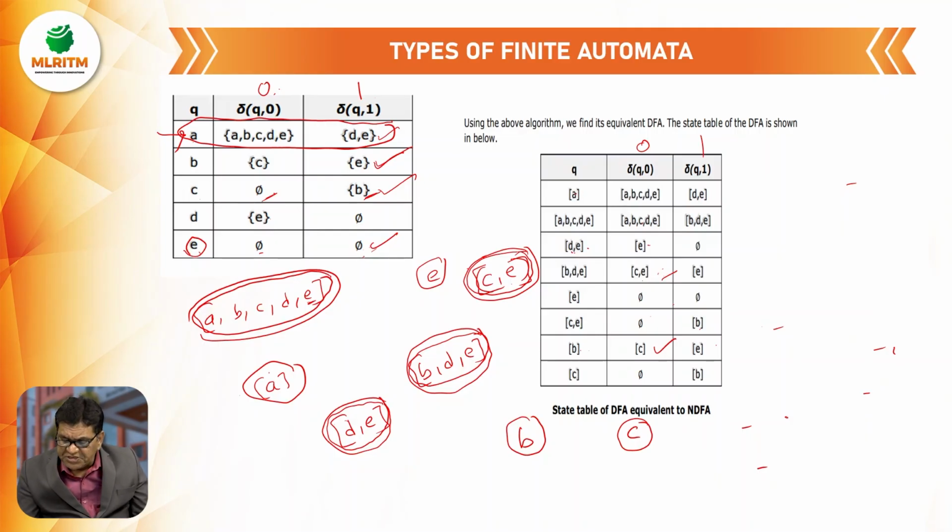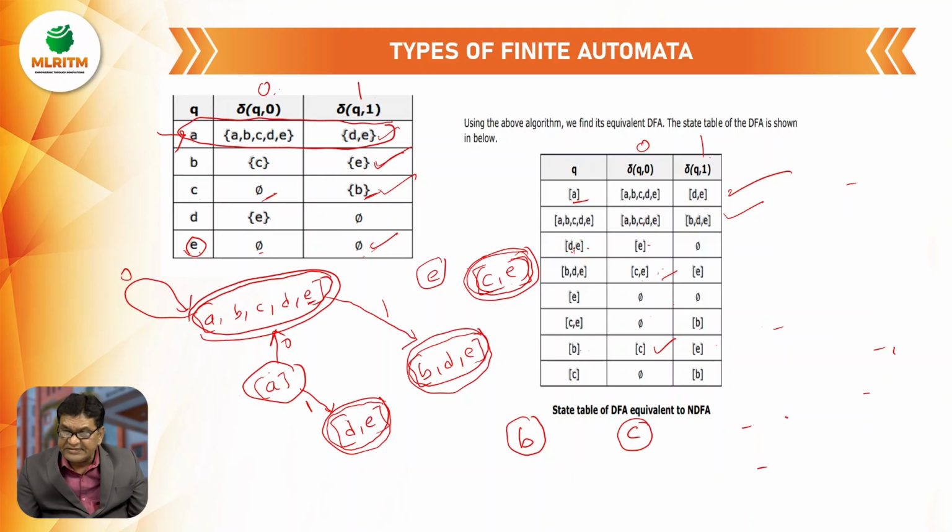Now, according to the transition table of the DFA, we want to draw the transition diagram of the DFA. Current state A with 0 goes to A, B, C, D. A with 1 goes to D comma E. This one is over. Current state is A, B, C, D. A, B, C, D with 0 goes to A, B, C, D itself. A, B, C, D with 1 goes to B, D, E. A, B, C, D, E with 1 also goes to B, D, E.